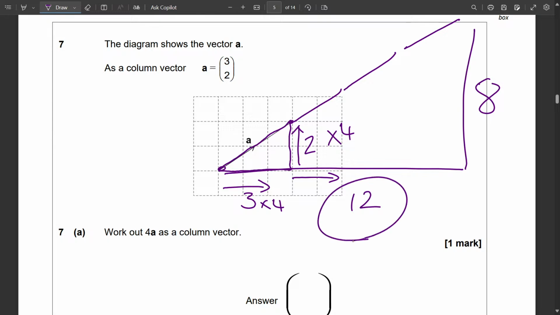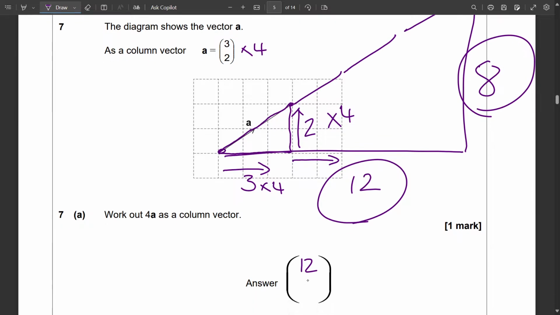So this is our vector: 12 across and 8 up. So 4A is going to be 12 across, because we multiplied this by 4. Okay, 3 times 4 is 12, and 8 up. That's it.